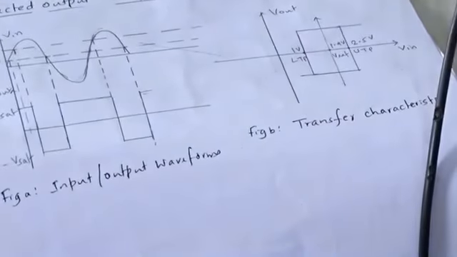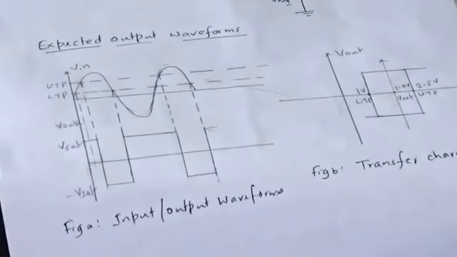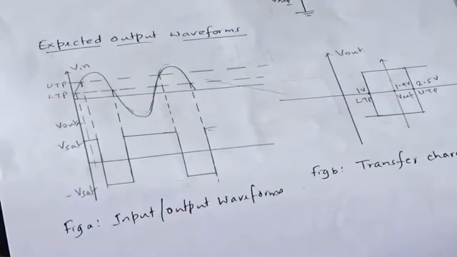So the Schmitt trigger circuits are mainly used to convert a sinusoidal signal to a rectangular waveform or a square waveform, depending upon the UTP and LTP points.